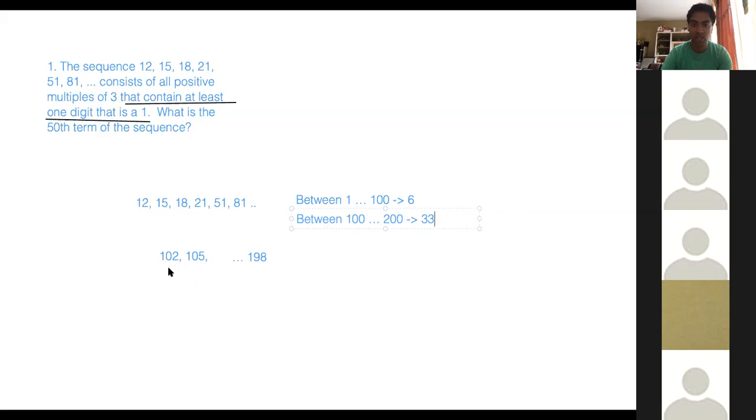So now what's the next one in the sequence after 198? 201. Good, 201. What about after that? 231. So it seems like it. Okay, so we do have 231, 261, 291 are going to be numbers between 200 and 300. But is there potentially something between 201 and 231 here?